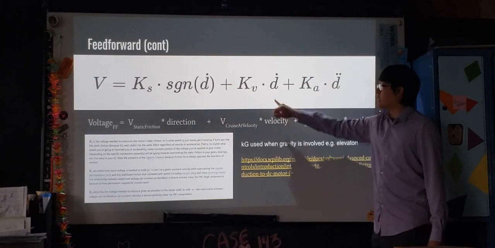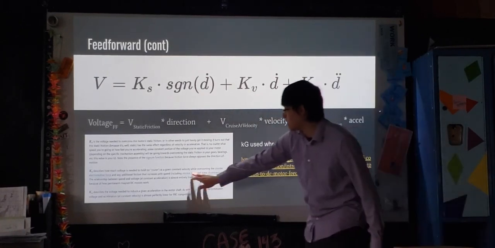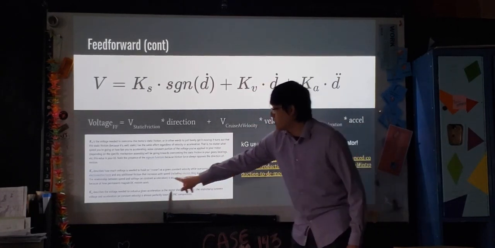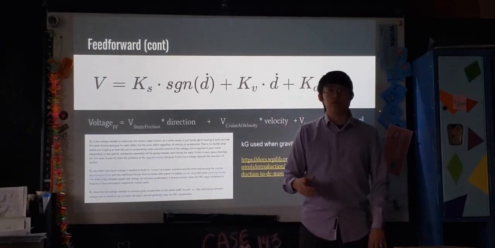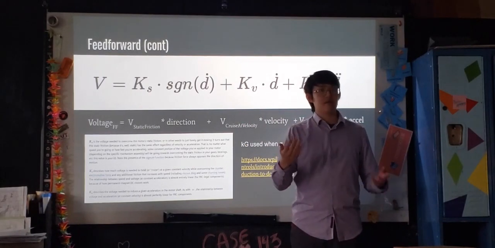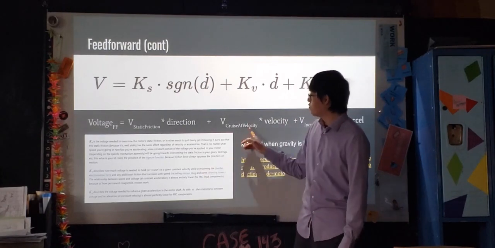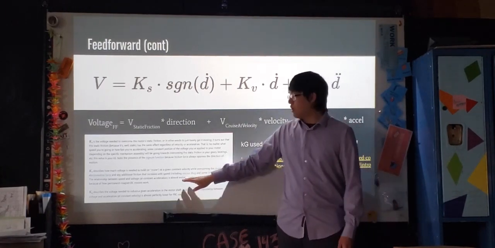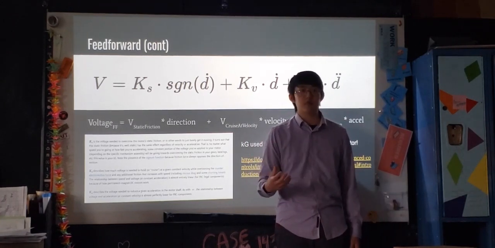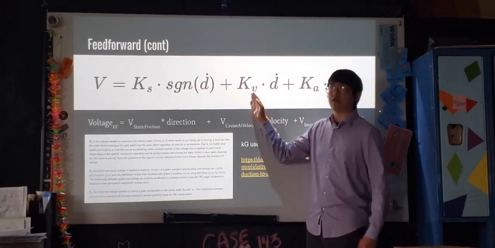Kv times d is the cruise velocity. If you let a motor start spinning and then you suddenly let go, it will slow down, right? That's just natural. Kv is the cruise velocity, and that's saying, okay, you got the motor to now turn at 5 meters per second. How much voltage does it take to maintain that velocity? That is what Kv is.